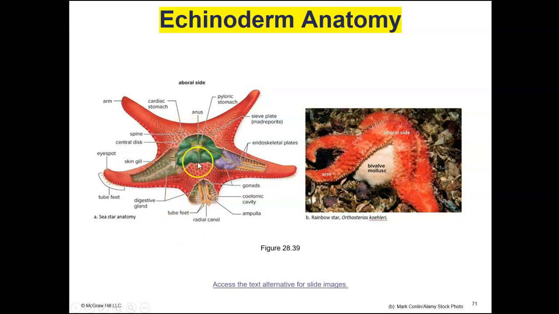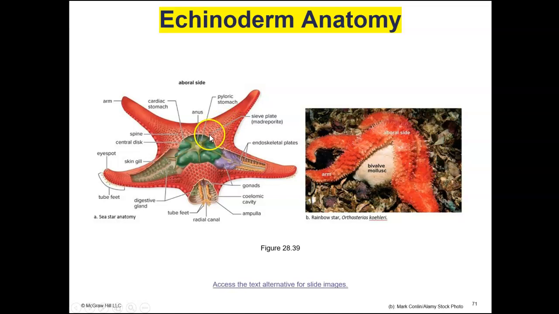What we're looking at here, the top side is called the aboral side. Oral means mouth, so this is the side that doesn't have the mouth. This is where the anus is located. But what you can see is how the water vascular system works.